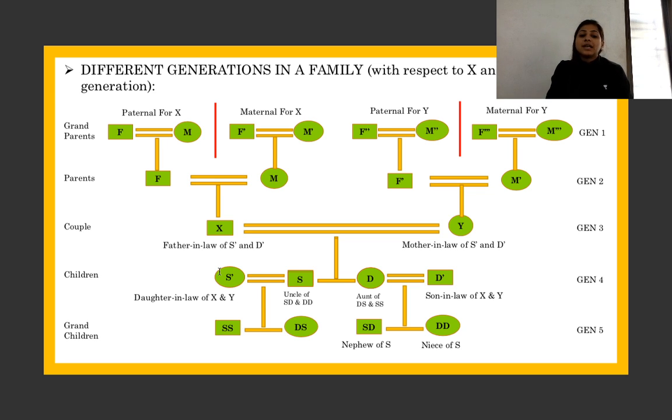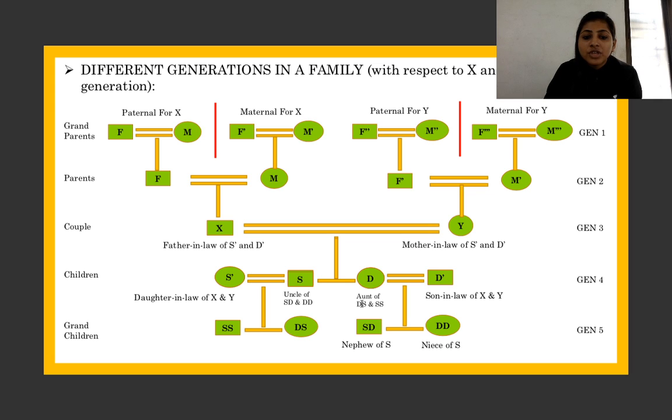Okay, and last stage we have the grandchildren. So for these children, who is this lady? D, aunt. Okay, paternal aunt of SS and DS. For these two children, S is who? The uncle, but maternal uncle because mother's brother. Okay, and who are these children for the uncle? Nephew and niece. Same applies this side.